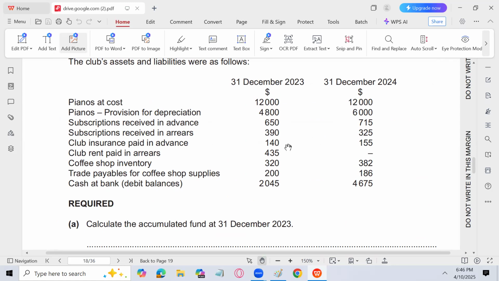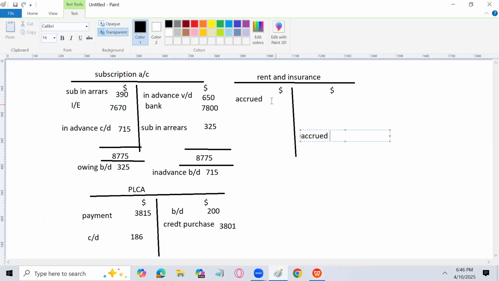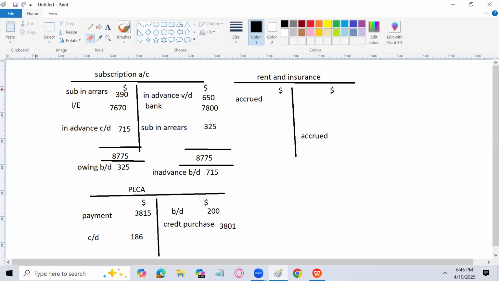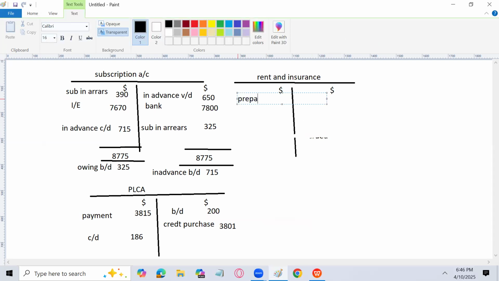What is 140? Prepaid brought down 140 and prepaid. It is the same, isn't it? 140 and 155. So I will write here 140 prepaid brought down. Sorry, I wrote it wrong, I wrote it the other way around. Here comes prepaid brought down over here. That is 140. And prepaid carried down will come over here because it is an asset.